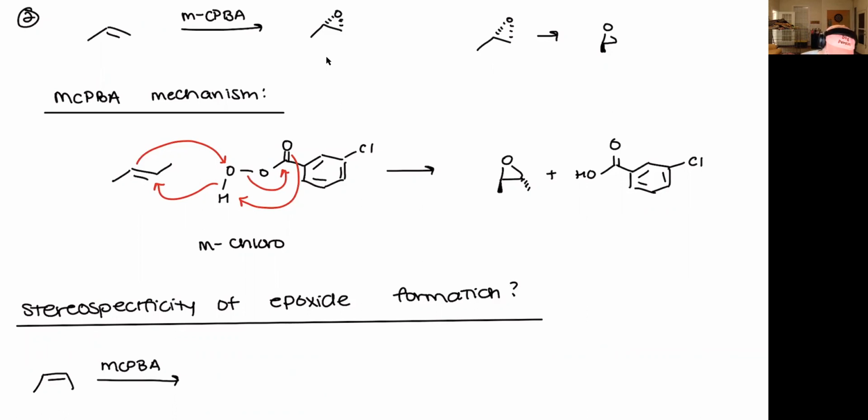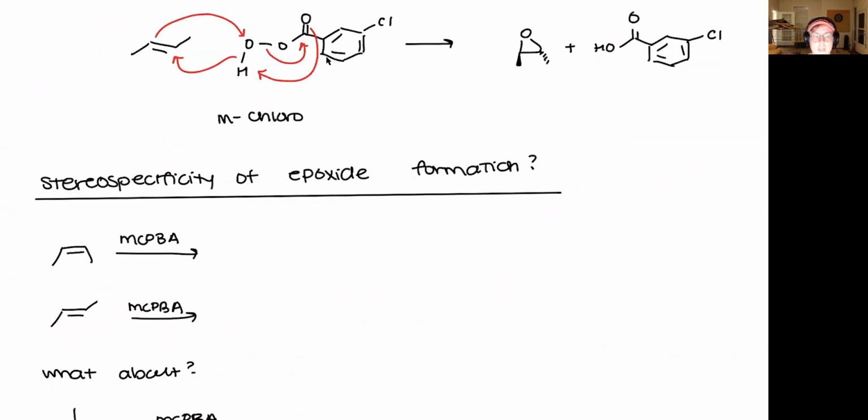But in this case, we have a lot more going on. To not leave this proton stranded, we use the pi electrons here to form a sigma bond to that H. And we use these sigma electrons right here to form a pi bond right here. So we end with a carboxylic acid functional group, and we also end with an epoxide. We can get a little glimpse here of the next part, which is the stereospecificity of epoxide formation. This reaction is stereospecific.